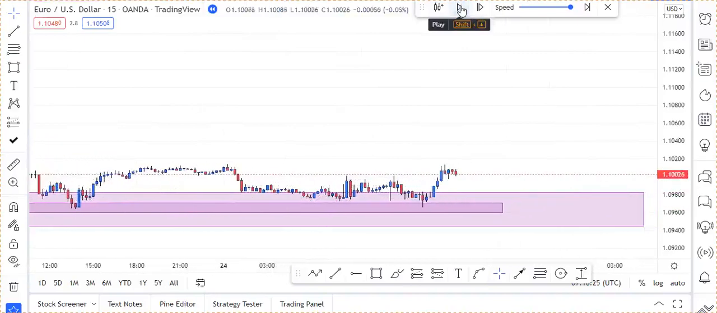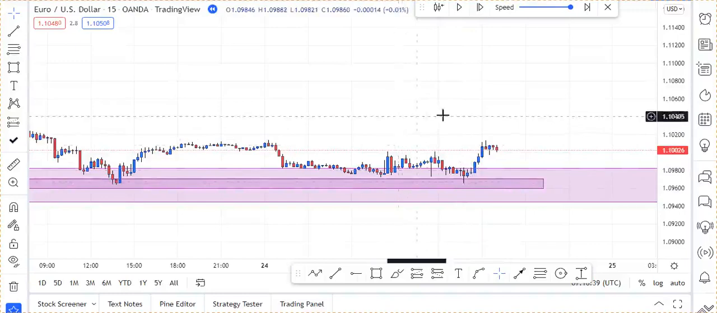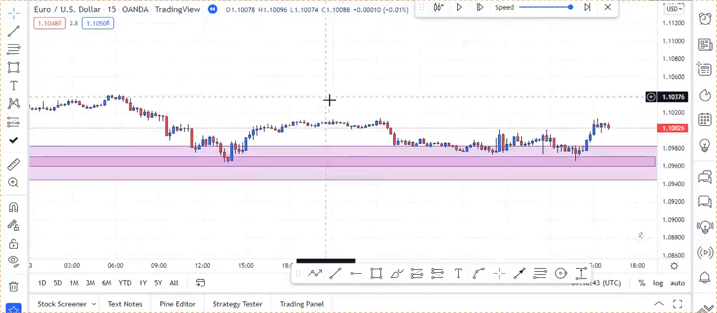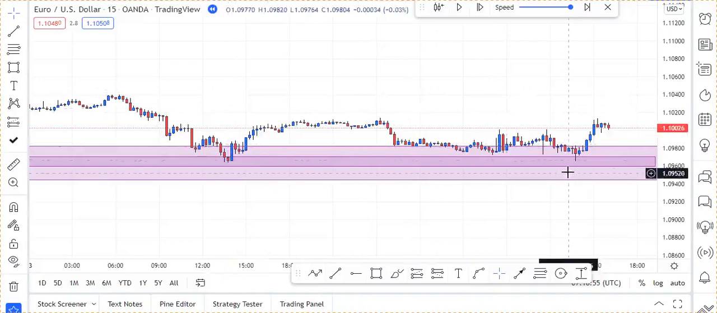Price has now tapped into your 15 minutes OB. Remember that there was an opportunity to enter a trade here again. No, it wasn't another block, sorry. Now price has tapped into your 15 minutes OB again.